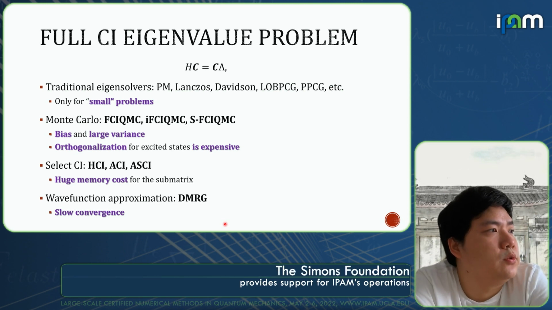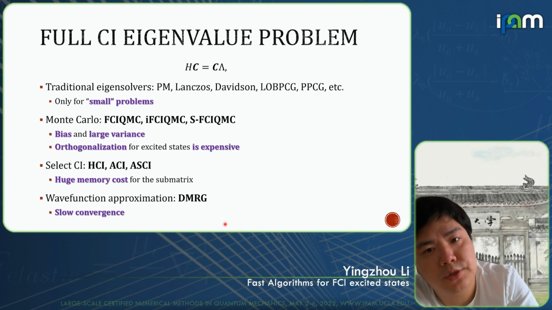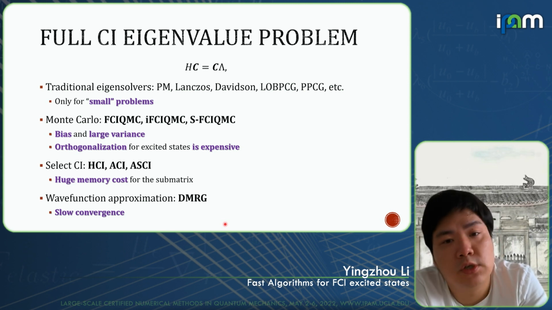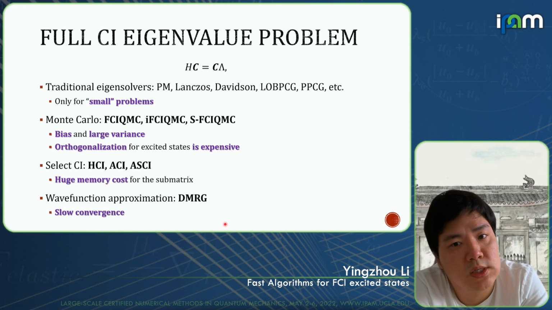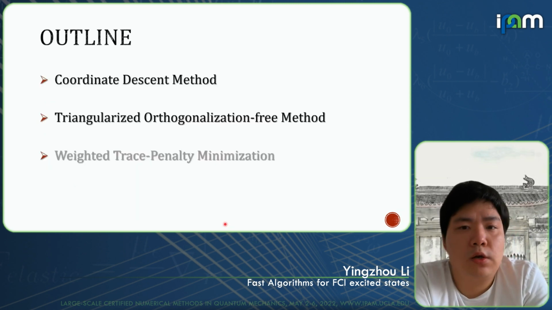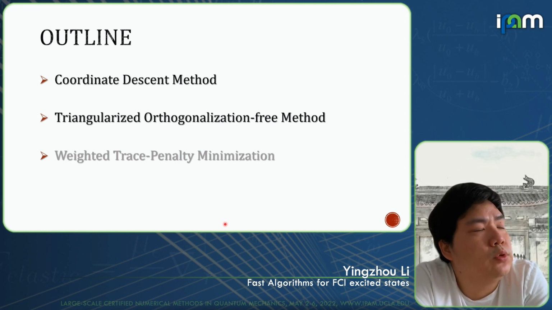Later we will see that the convergence is not as efficient as some of those FCI methods, although asymptotically it grows linearly with the system size. What we are going to talk about today, we will mainly describe two methods.